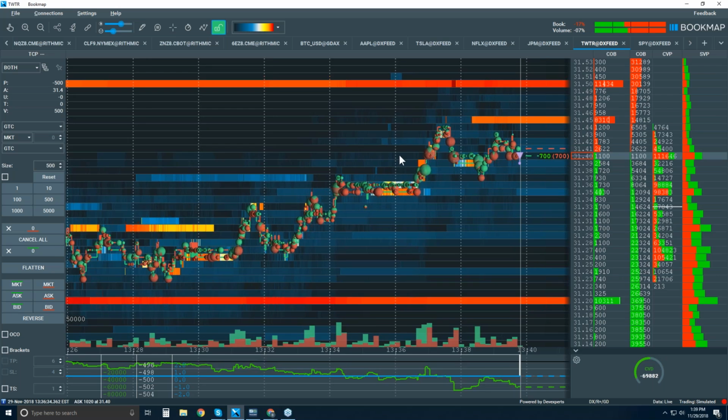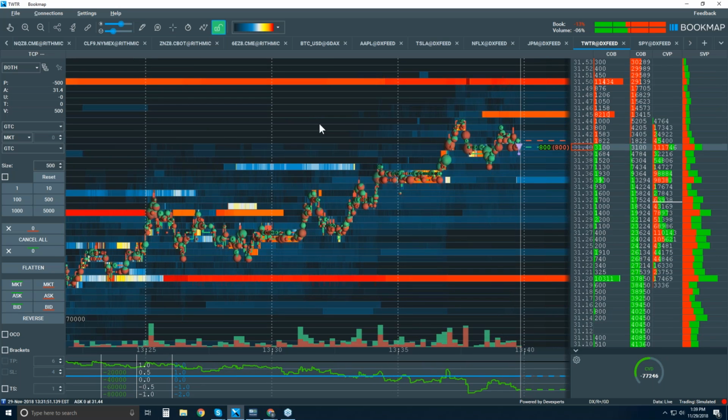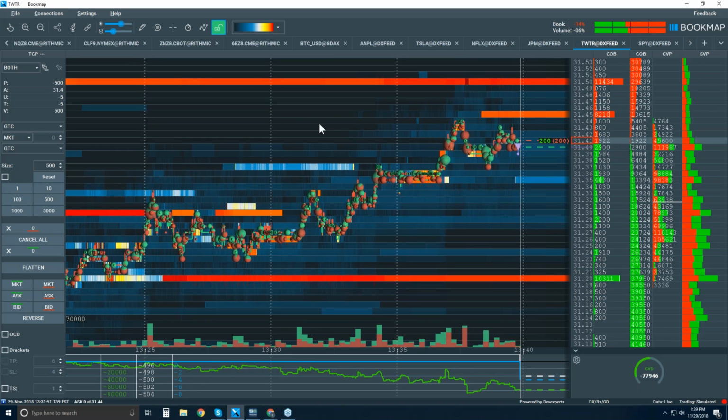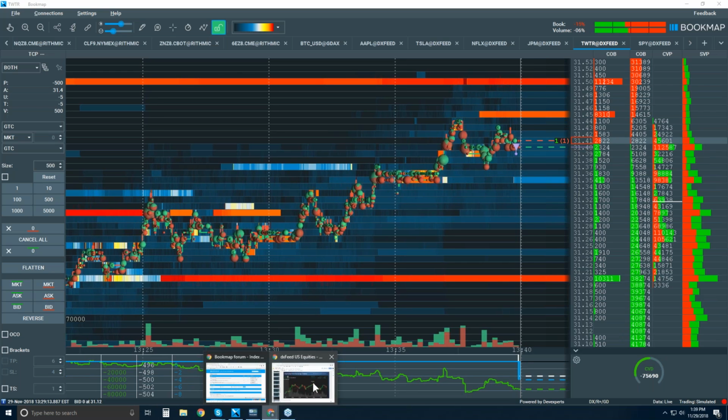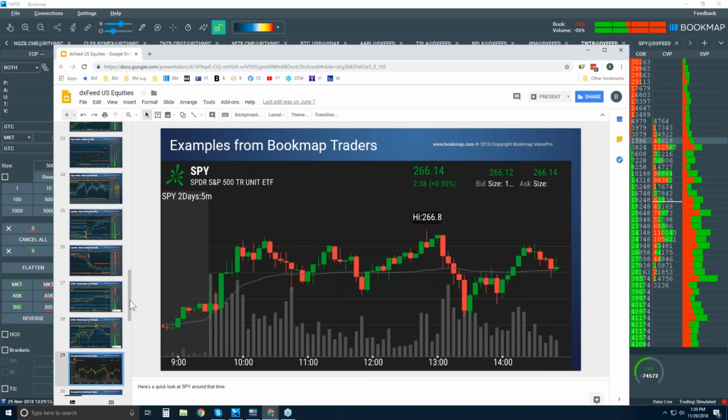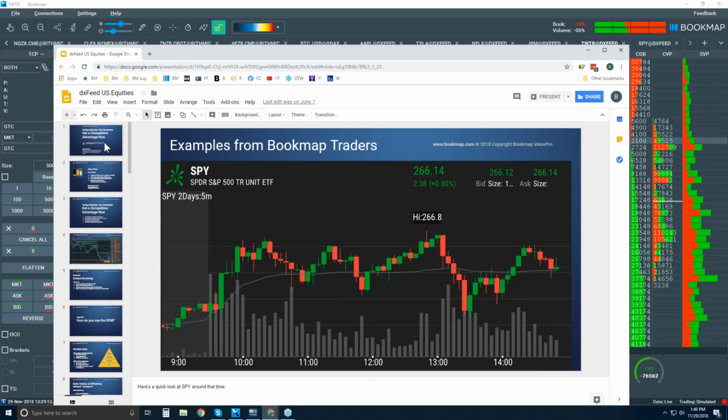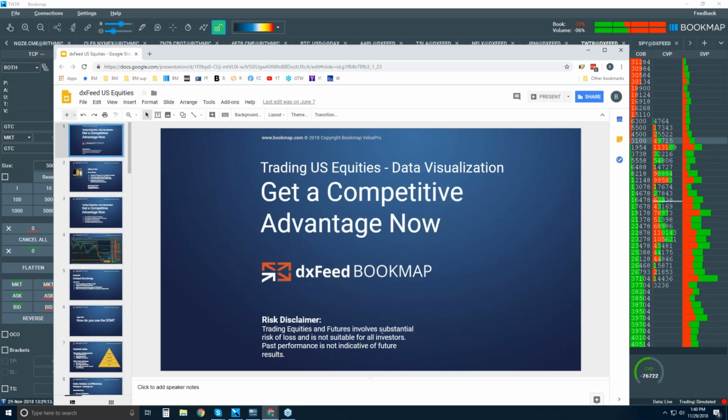Okay, and again, this is not a trading room. In fact, I'm going to go back and read the risk disclaimer here so that we're just doing this for demo purposes. I want to show you guys this one-click trading. The risk disclaimer: trading equities and futures involves substantial risk of loss and is not suitable for all investors. Past performance is not necessarily indicative of future results.